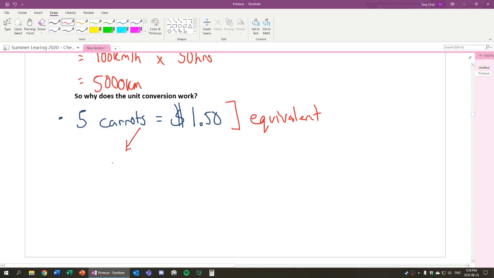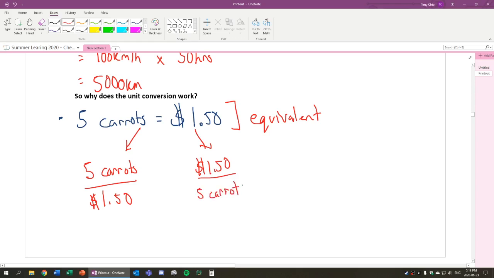So likewise, it can turn either into 5 carrots over $1.50, or I could turn it into $1.50 over 5 carrots. I could take the reciprocal of it. Now these fractions that we have here, because they are equal, the moment something is equal, you can turn it into a fraction. We call these conversion factors. And what can a conversion factor do? Well, in this case, it can convert between carrots and dollars.